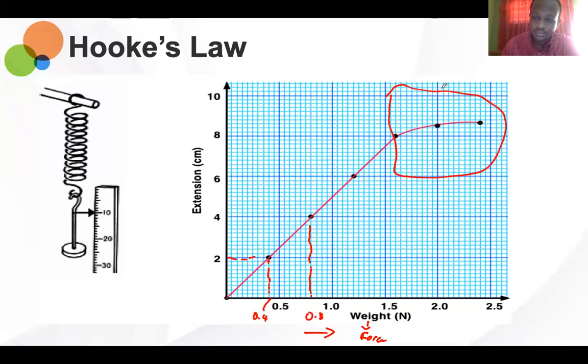So maybe it reached its elastic limit there. Right, so our elastic limit would be about an extension of 8. So it has passed its elastic limit and now the spring is deformed. It will no longer return back to an extension of 0 if we remove the weight, right? So we are good so far? Yes, sir. All right, beautiful.